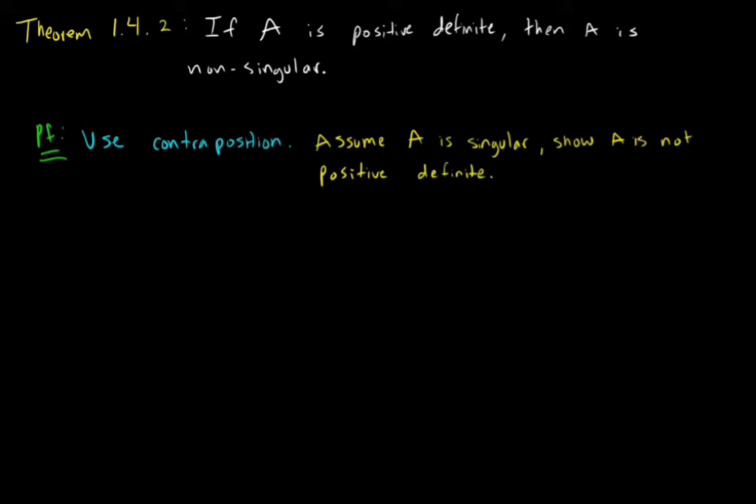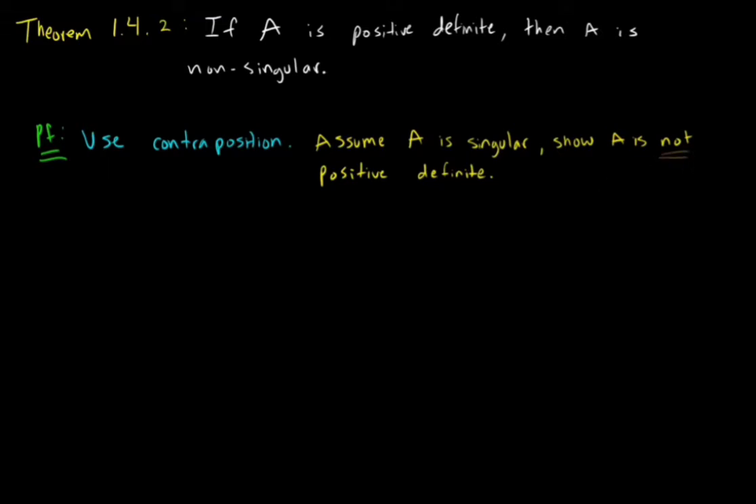So we're going to assume the negation of this part here. We're going to negate this, and we're going to show the negation of this part. That's a contraposition proof. So we're going to assume that A is singular, so the opposite of this. So A is singular. We're going to show that A then is therefore not positive definite. That's our goal, to show that it's not positive definite.